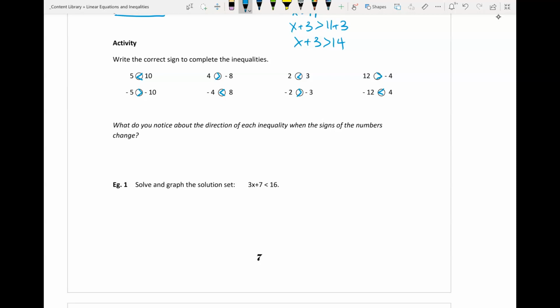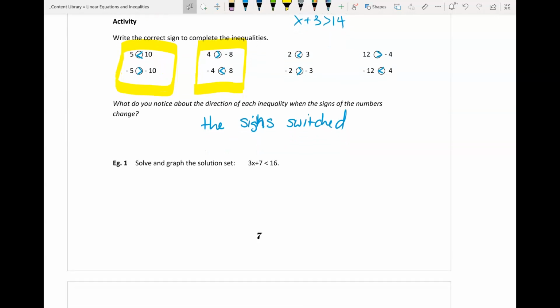If we look at the direction of each inequality, when the signs of the numbers change, the signs also switch as well. So if we have a negative 5 and negative 10 versus a 5 and 10, you can see our inequalities change directions. And same with having just one of the negatives. If they switched, we're going to change the direction of the sign as well. And we're going to use this fact later on in an example.